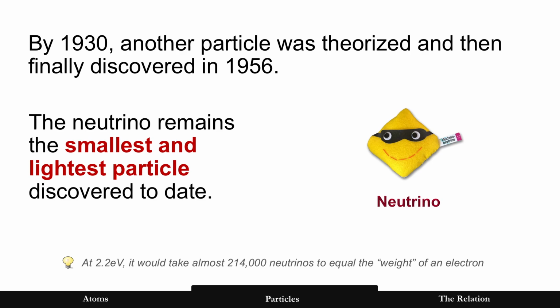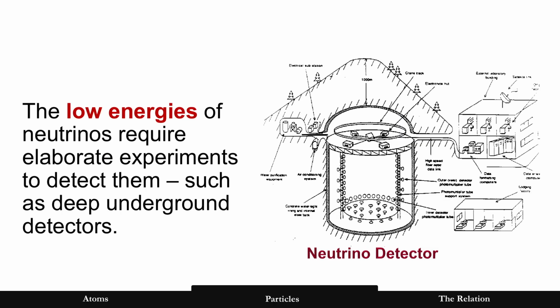And these are incredibly small. The mass of the neutrino is really a range that hasn't been finalized yet, but we're talking about a couple 100,000 neutrinos to equal the weight of an electron. An electron is incredibly small itself. So the neutrino is a very, very small particle. And its low weight makes it really difficult to find.